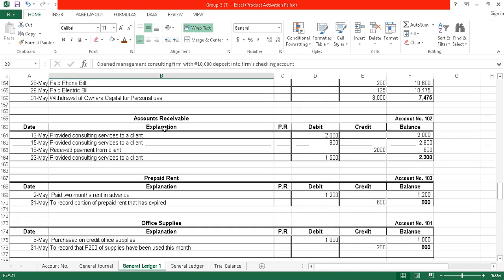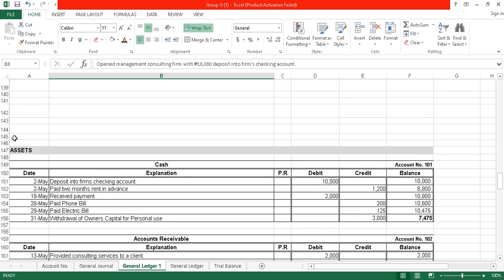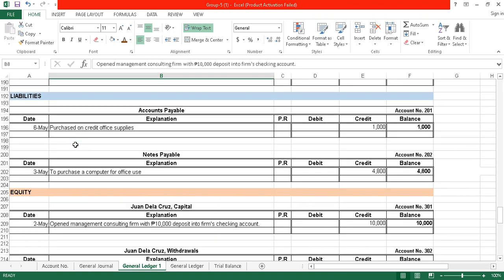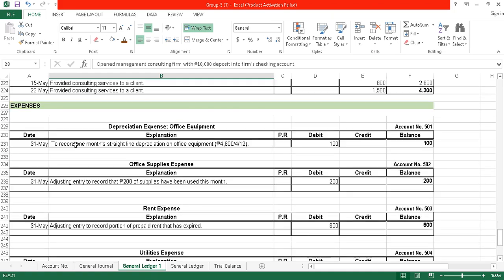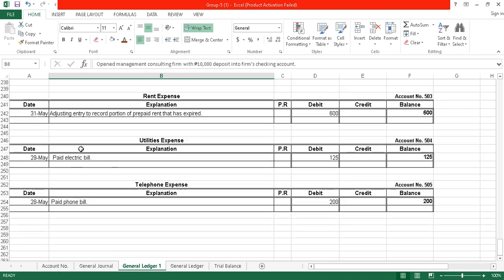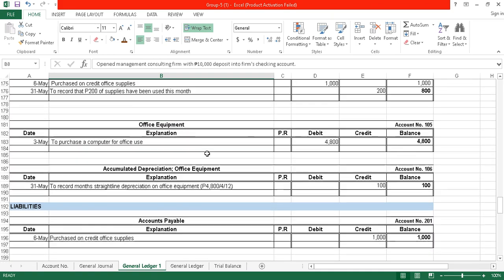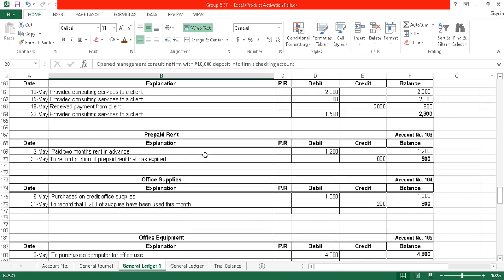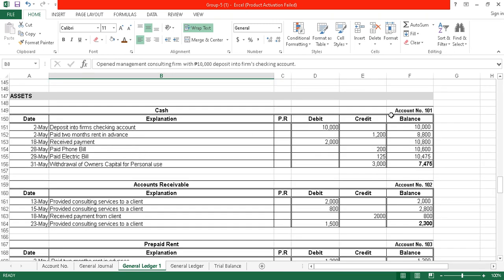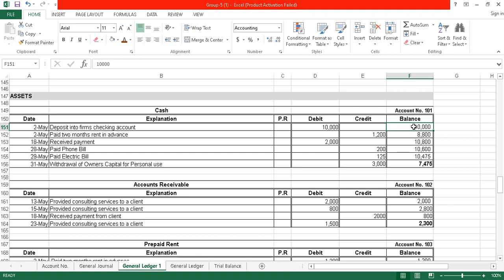As you can see, I have divided the assets, liabilities, equity, revenue, and expenses. And here, in the balance column, in case you get confused, Miss Bolo will discuss how to compute it.